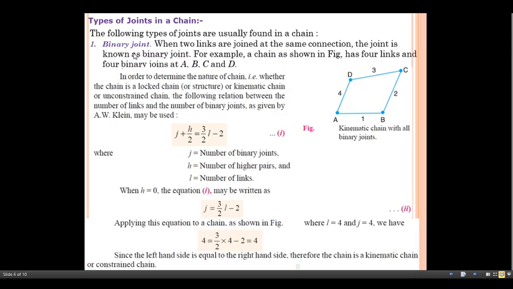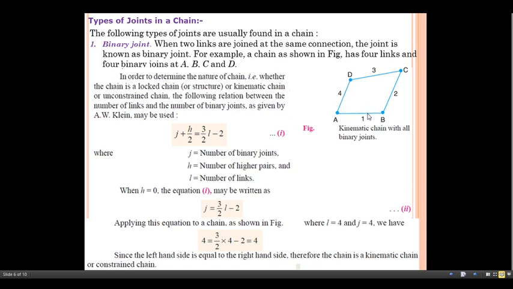The first one is the binary joint. The name itself indicates that when two links are joined together at the same connection, the joint is known as a binary joint. For example, the chain shown here has 4 links and 4 binary joints at A, B, C, D. Here, AB indicates link number 1, BC indicates link number 2, CD indicates link number 3, and AD indicates link number 4.